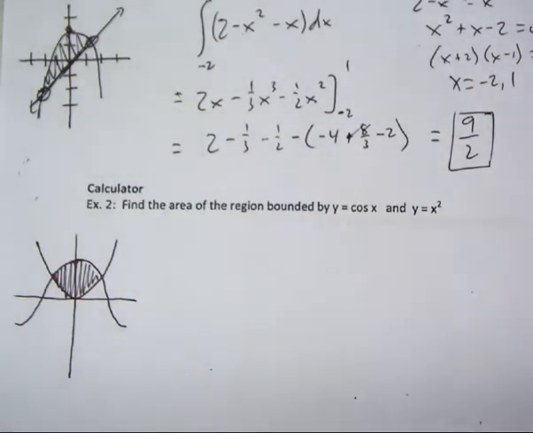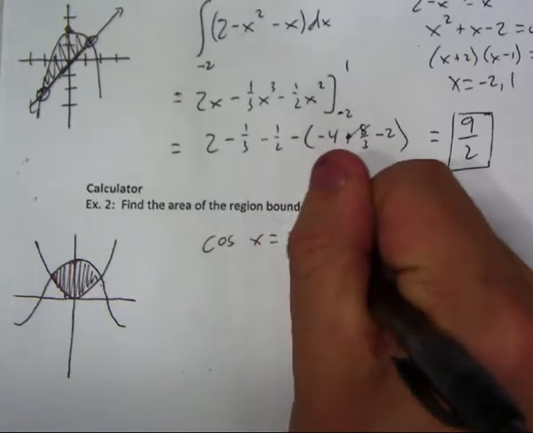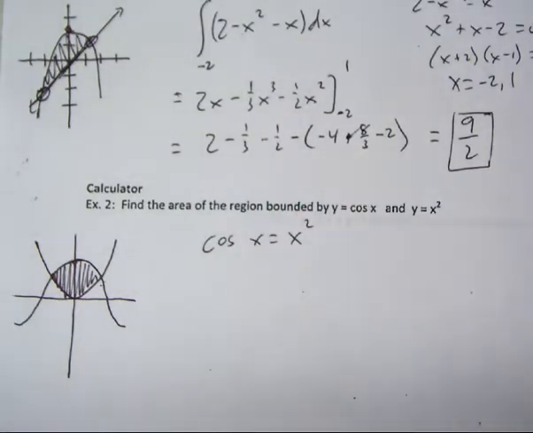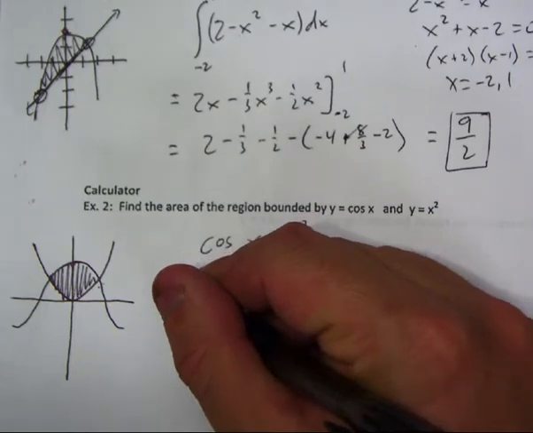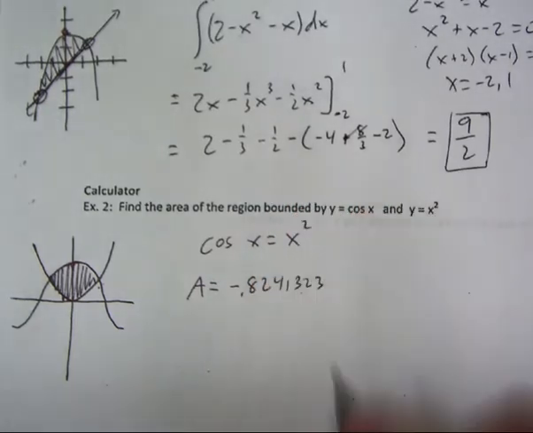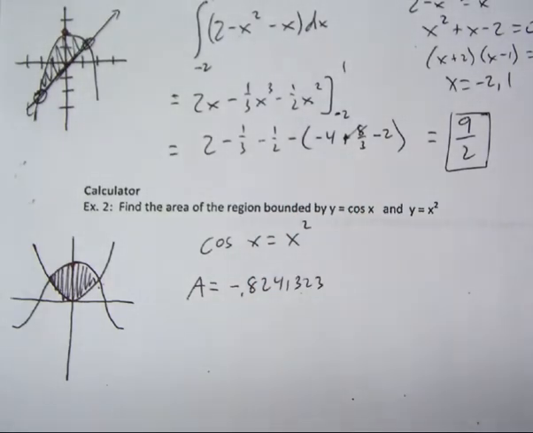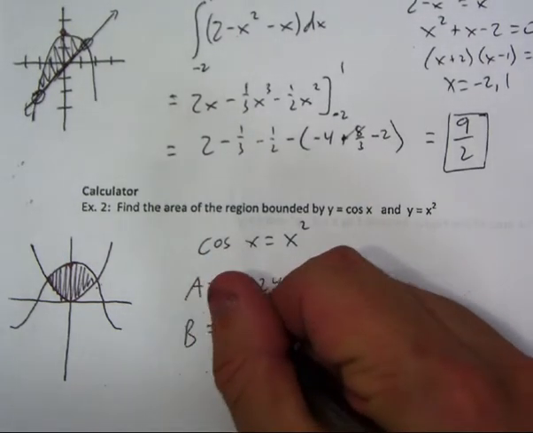It's calculator active. So here's a little tip of what happens on the AP test. A lot of times on a calculator active question like this, you'll find these limits. I know you get to do this for free on the test, but I would at least show the equation that you're solving before you just write two random answers. So x is going to equal, well, our a value, I guess I should say, is negative 0.8241323. Just graph both and calculate the intersection. Our right limit of integration is 0.8241323.